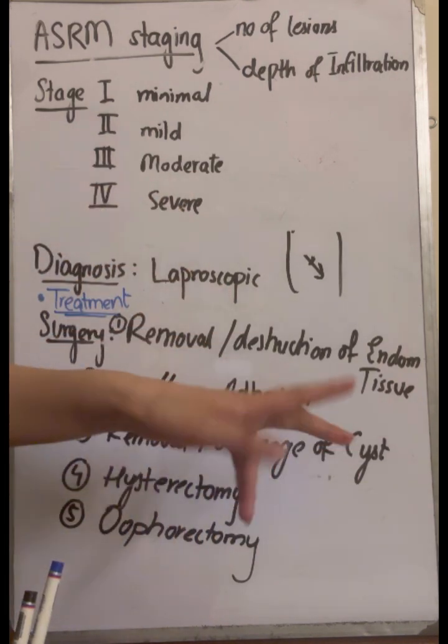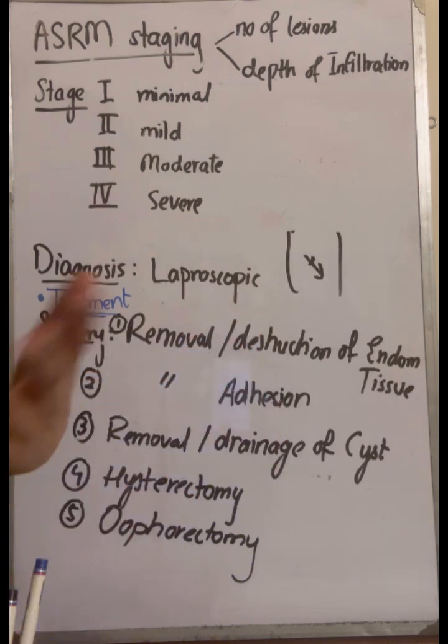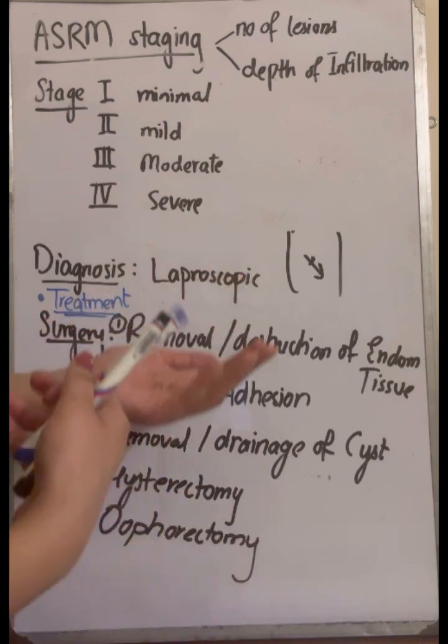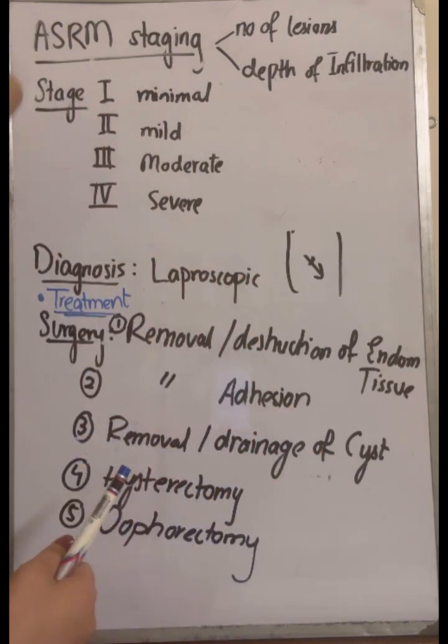Removal or drainage of the cyst. The cyst is basically the chocolate cyst we talked about on the ovary, which was present. So we can either remove it or drain it. It will also revive your fertility.